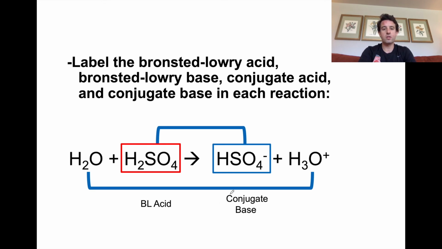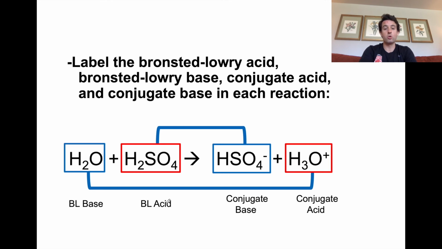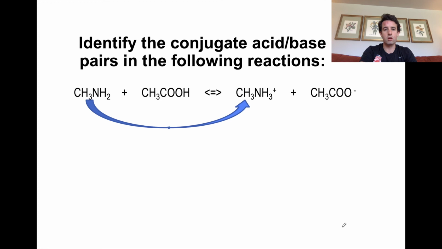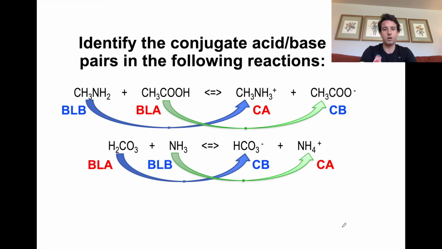Now we can figure out what the rest is. H2O is going to have to be a base, and H3O plus is going to have to be a conjugate acid. So you'll always have one base and one acid. You'll always have one conjugate base and one conjugate acid. So that's another way. Once you find the first 2, you can very easily find the second 2. However, it's not a bad idea to double check. So let's just double check here. Does H3O plus have more protons than H2O? Yes, it does. We're good. Awesome. Here are a bunch more problems. We're just going to blow right by them.